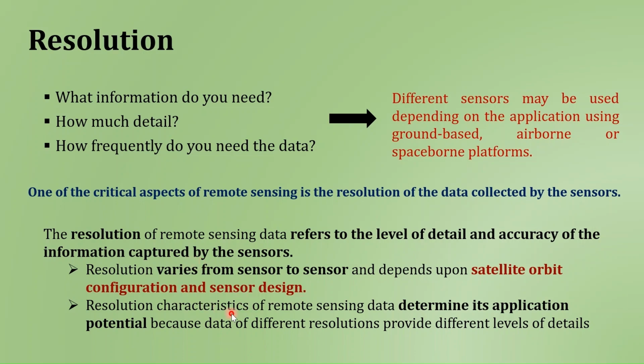This is very important in remote sensing because it determines the applicability of the data, because different data have different resolutions and each provides a different level of detail. So depending upon what information or which type of data we require, accordingly the sensor can be designed or the data can be procured or downloaded.